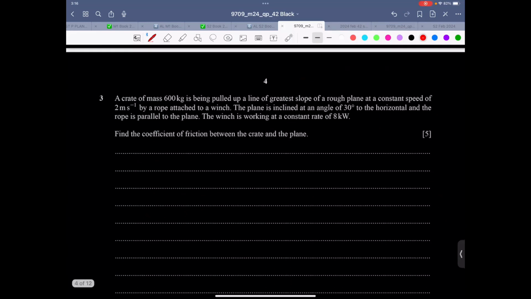Next question. Now it says, a crate of mass 600 kg is being pulled up a line of greatest slope of a rough plane at a constant speed of 2 meters per second by a rope attached to a winch. The plane is inclined at an angle of 30 degrees to the horizontal and the rope is parallel to the plane. The winch is working at a constant rate of 8 kilowatts. Find the coefficient of friction between the crate and the plane.